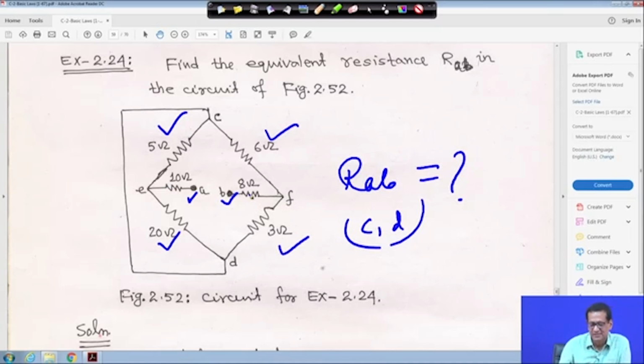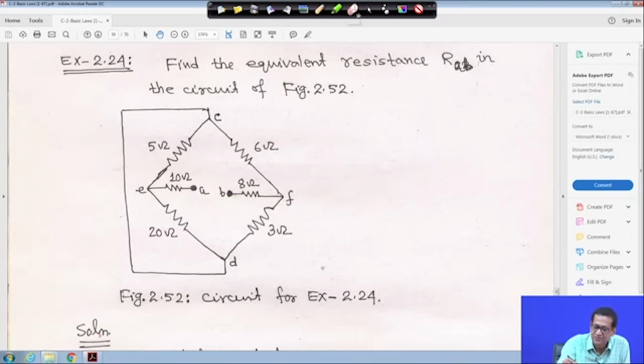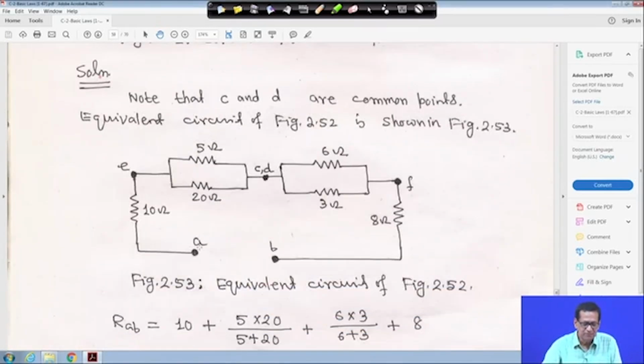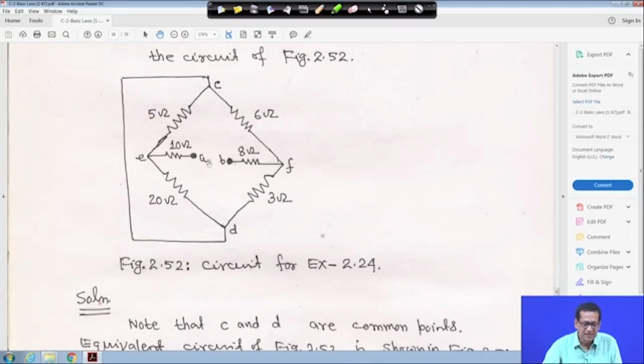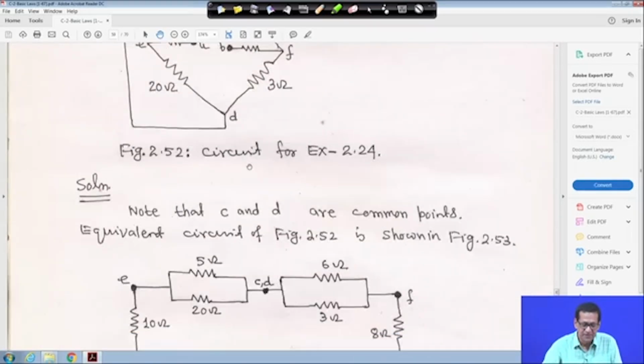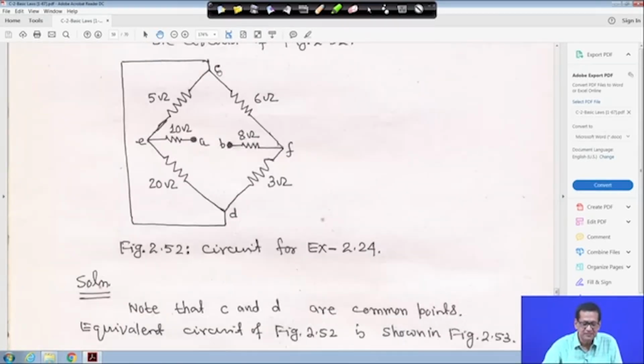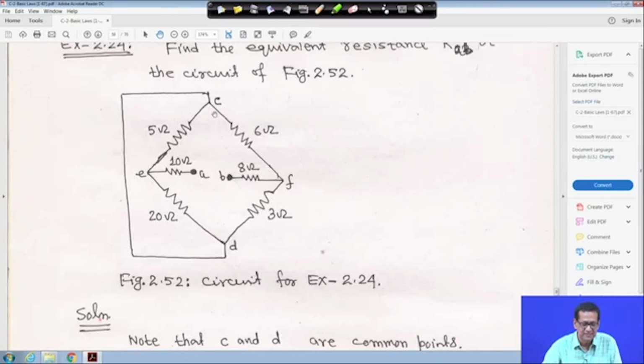So, let us draw the equivalent circuit of this one. First let me clean it. Then it will be something like this. Look at that, A to E is 10 ohm, and B to F is 8 ohm. Now, C and D is a short circuit, a common terminal, because C and D are connected like this.